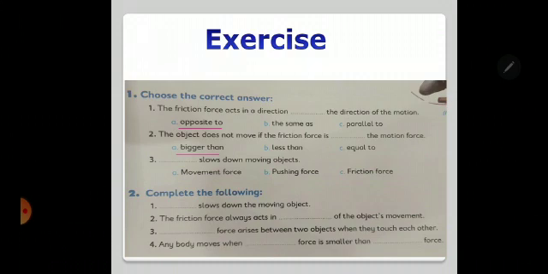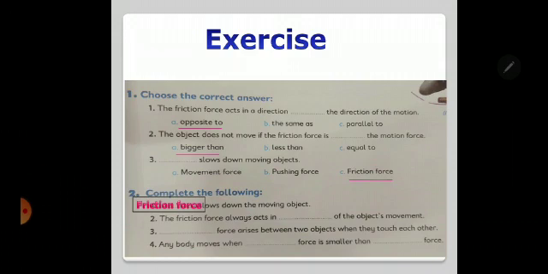Space slows down the moving object, so the answer is friction force. Friction force causes a slow down of the moving object. Complete the following. Number 1: space slows down the moving object. مين اللي بيخلي الأجسام الماشية تبطأ وما تتحركش؟ طبعا هي the friction force.